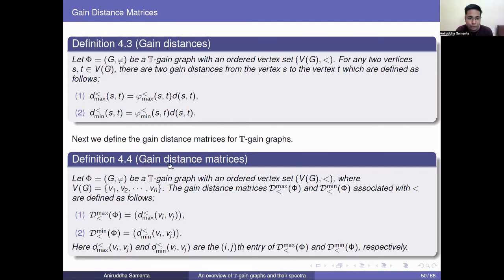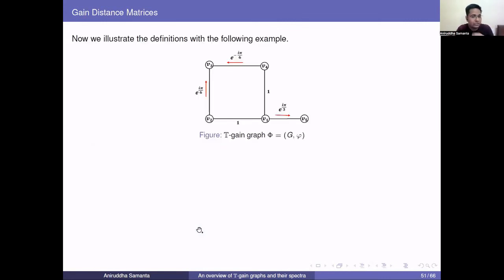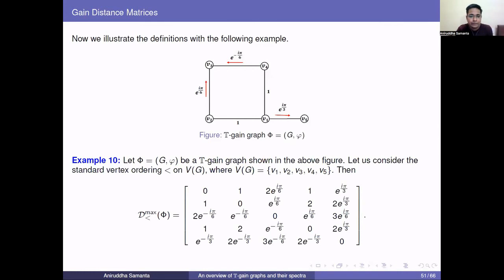So the gain distance matrices are Hermitian matrices, right? And its ijth entry is nothing but the gain distance from the vertex Vi to Vj, and similarly for D min. Okay, so this is one example. Here we are taking the standard vertex ordering and the labeling of the vertices. Then D max, okay.